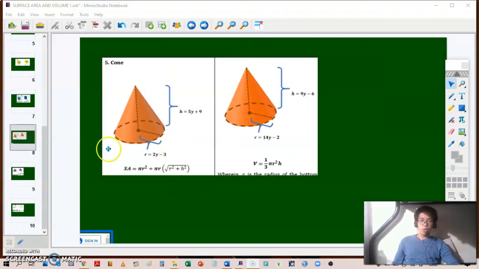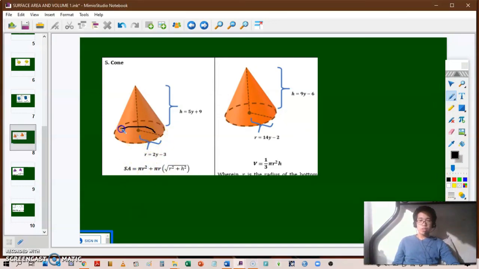For the surface area of a cone, we have the formula SA is equal to pi r squared, which is the circle, plus pi r multiplied by the square root of r squared plus h squared. And then we have the formula for the volume of a cone, which is 1/3 pi r squared h.